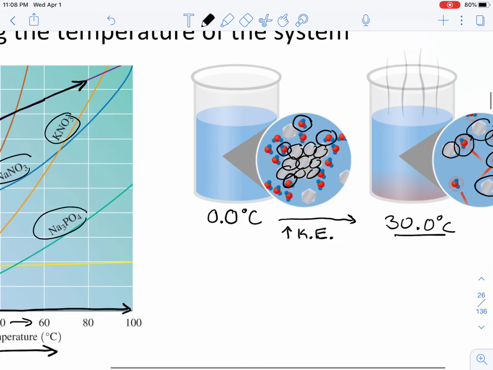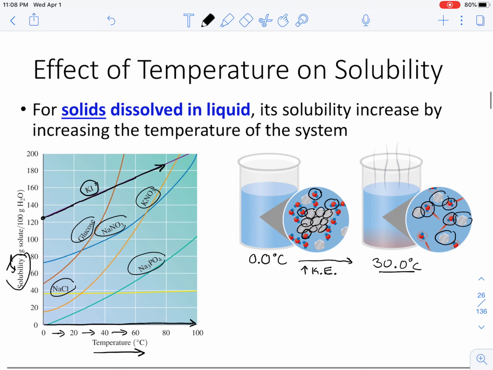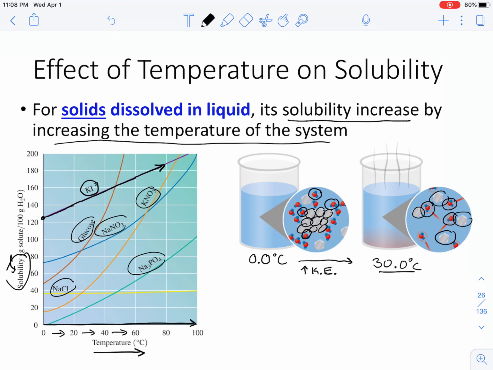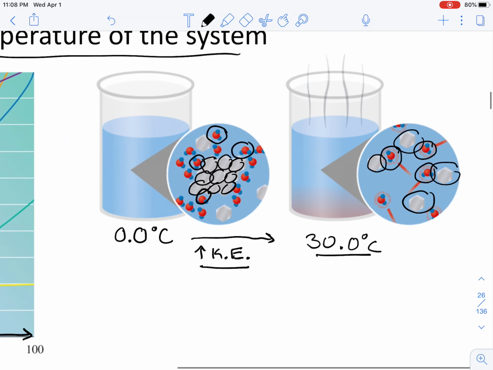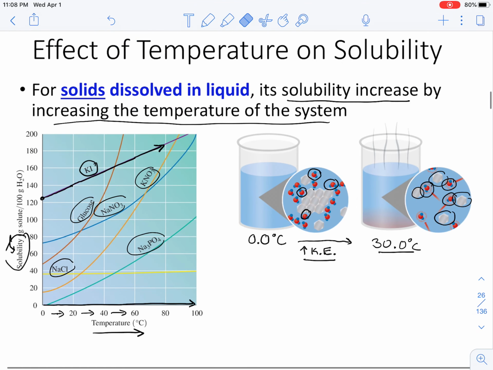Cool. So hopefully that makes sense. Overall, we can say that the solubility increases when the temperature of the system increases. And the underlying factor is this increase in kinetic energy. The idea that these water molecules are colliding with the solutes at a higher rate, thereby breaking up the little chunks of the crystals into individual components that we as humans can no longer see. Okay.